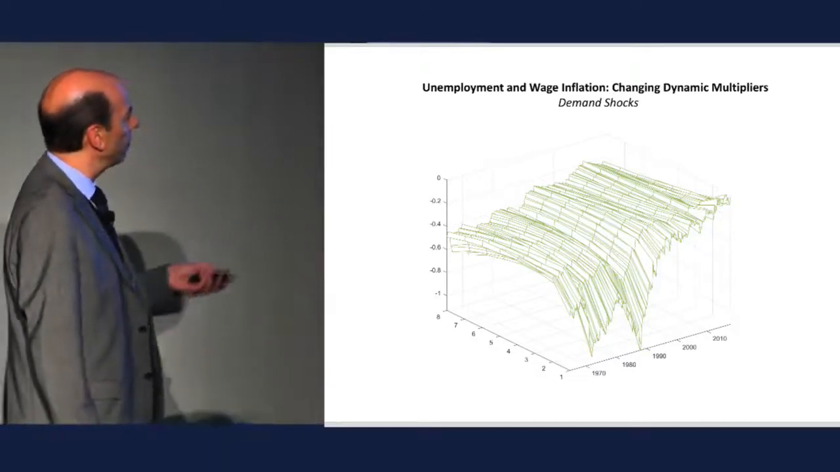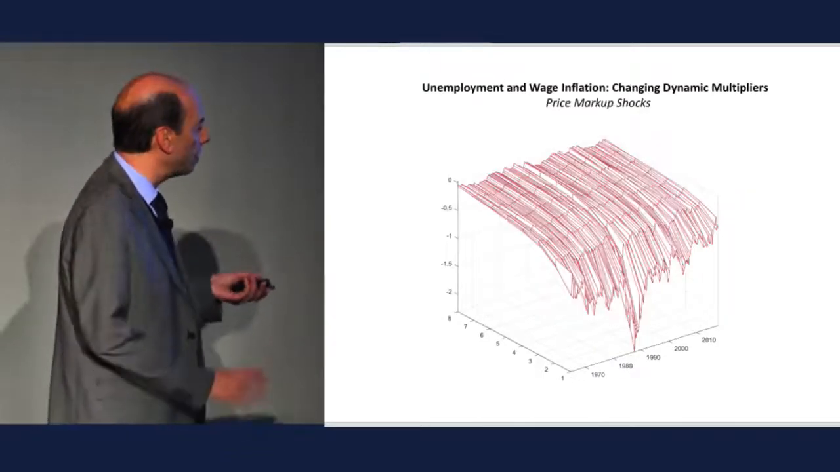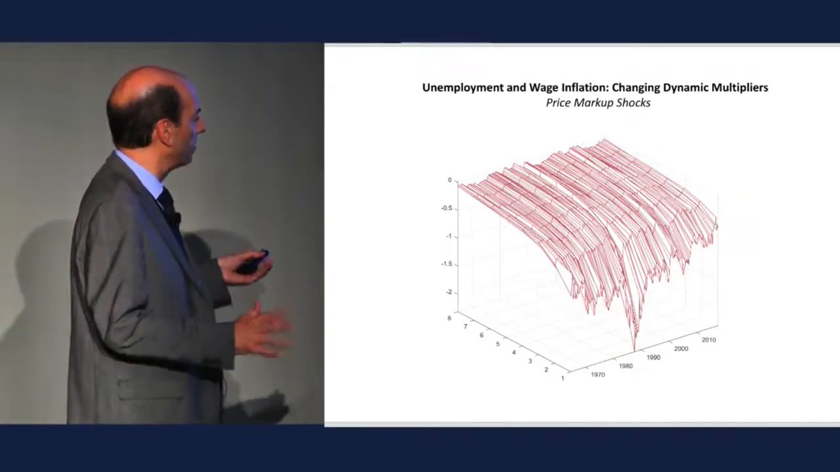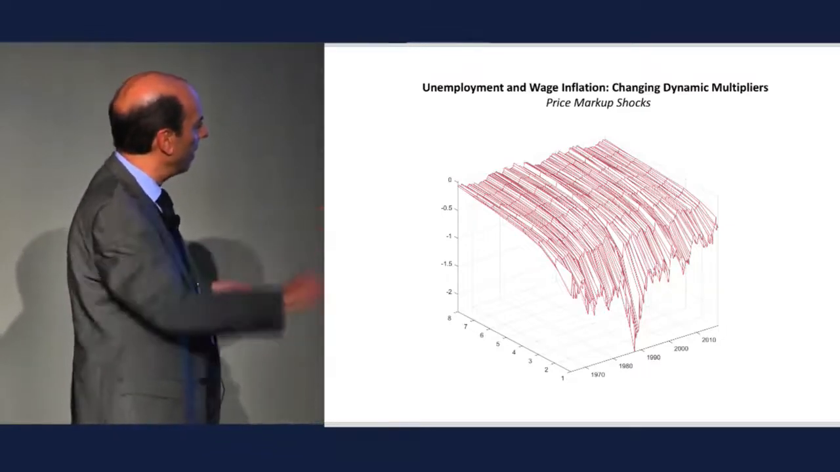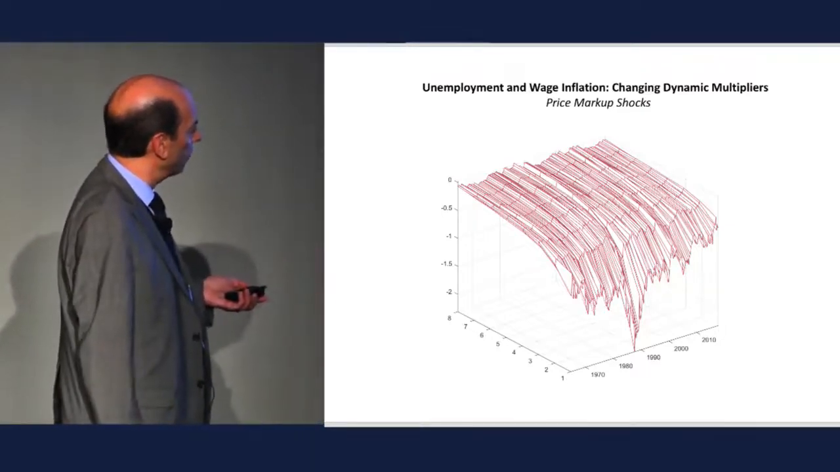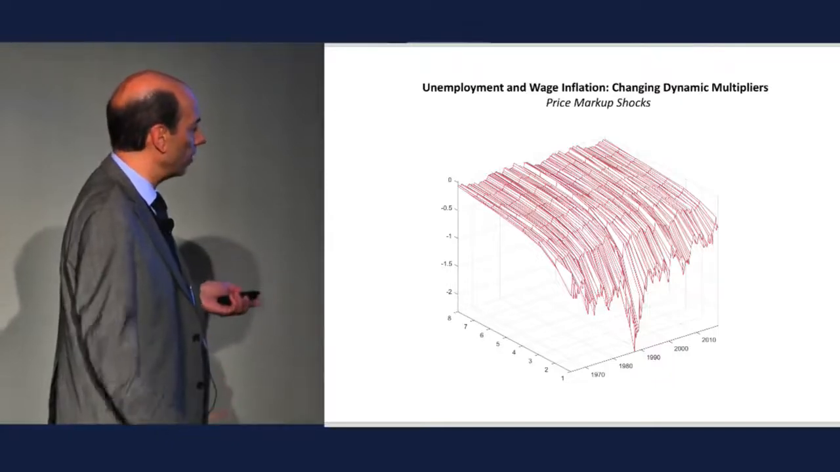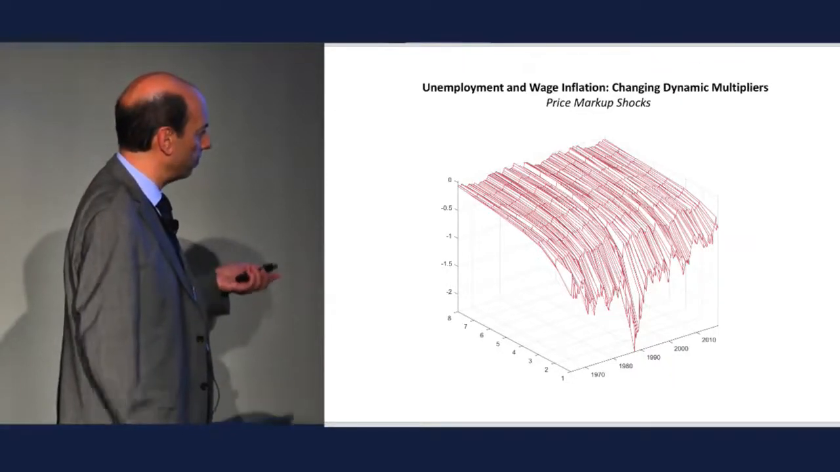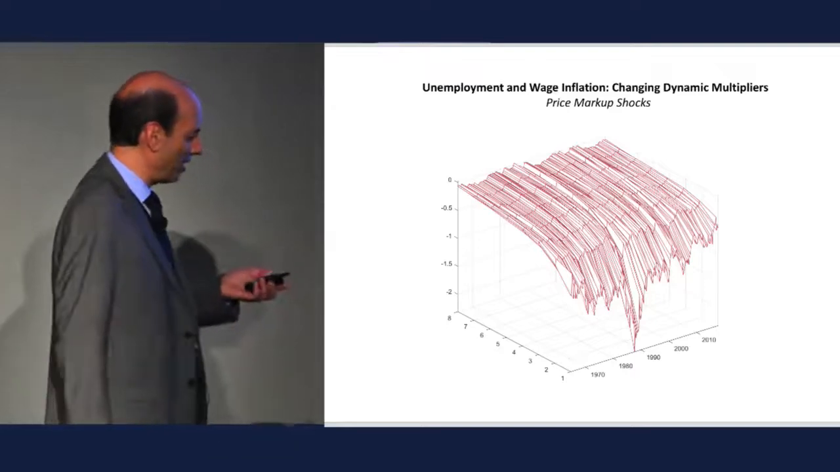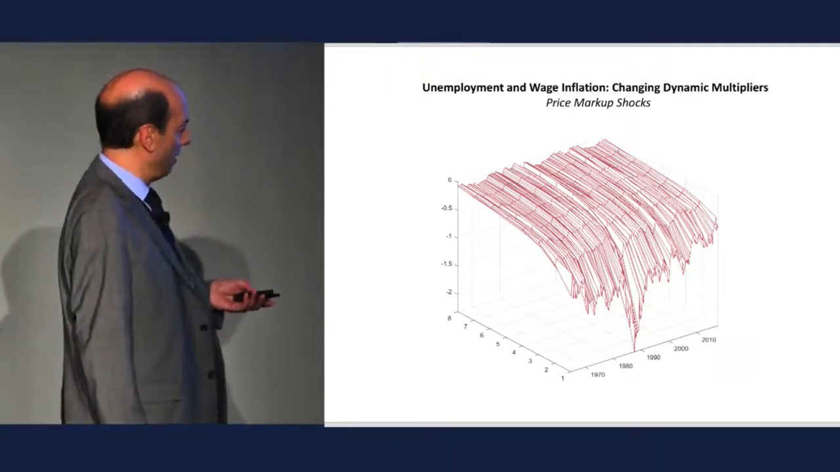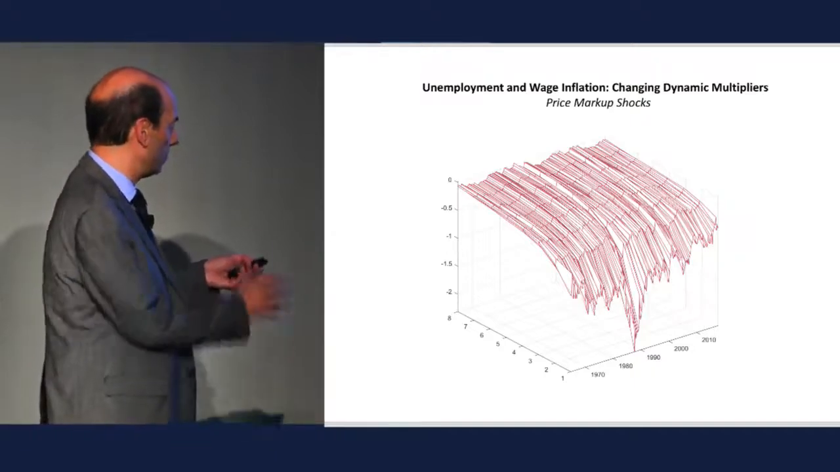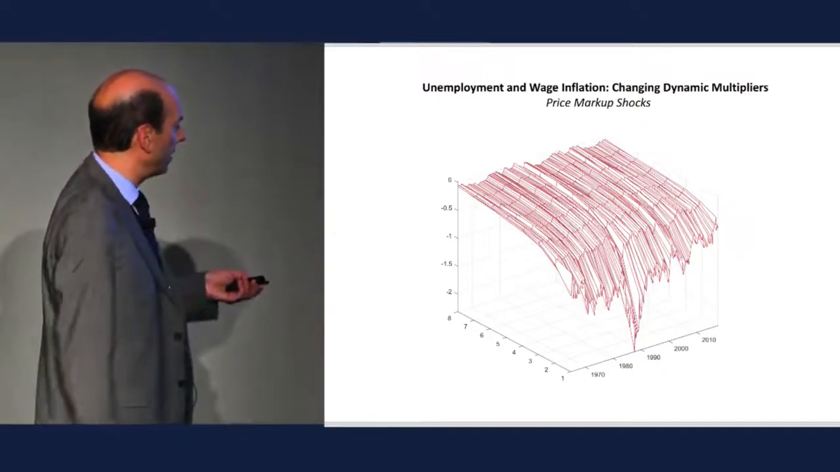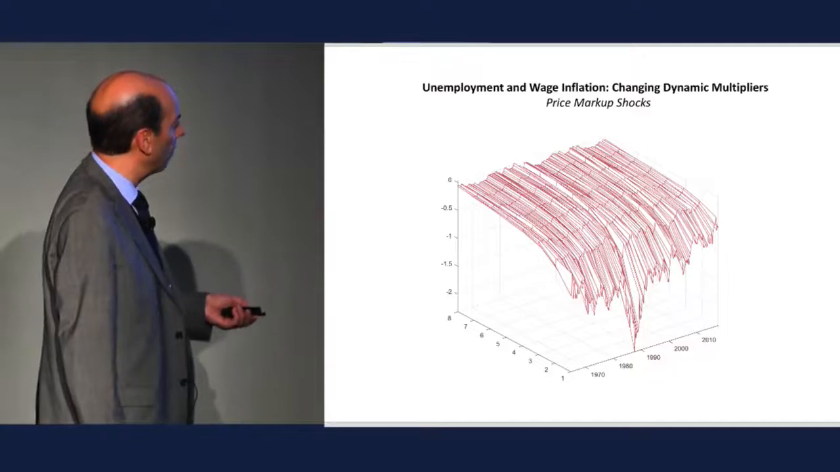When we consider also a price markup shock, and here for a price markup shock, perhaps surprisingly, we don't observe that shrinking in absolute value of this multiplier. And again, we don't have any obvious explanation for that. Essentially, the multiplier remains largely unchanged over time.